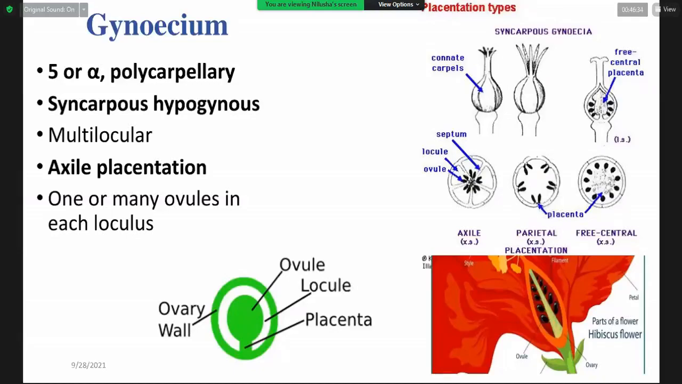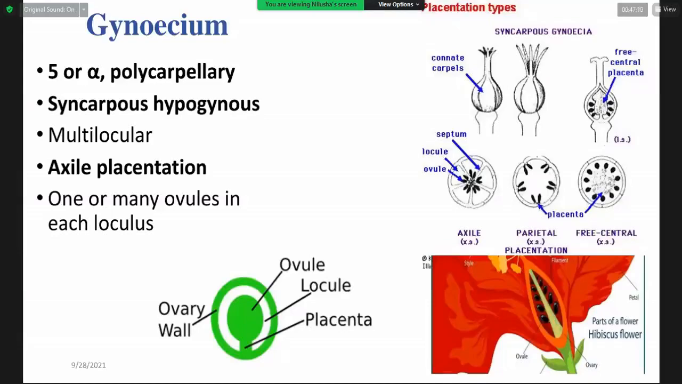And they have multilocular. Multilocular means the ovary consists of a large number of locules. The locule is the open space inside the ovary, which we call a locule or cell. Within this locule is the ovule, which will mature into the seed.